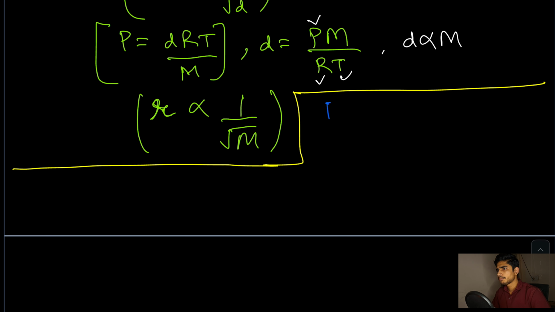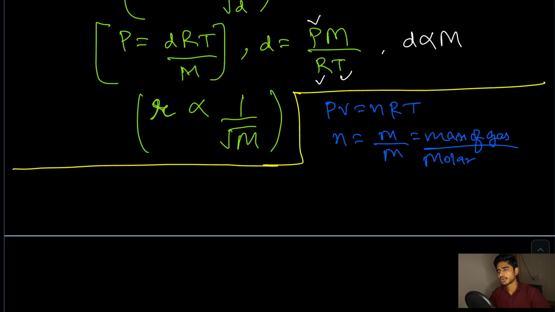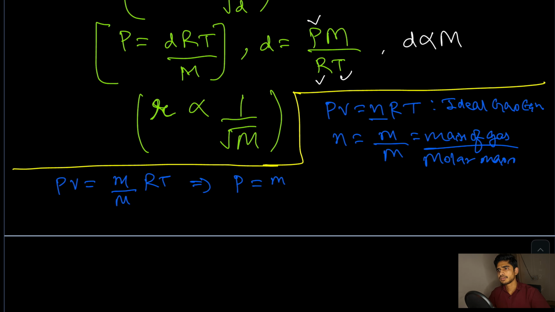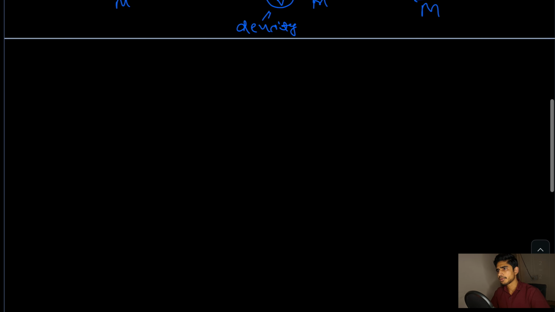We know that PV is equal to nRT. n is given mass divided by molar mass, which is mass of gas divided by molar mass of gas. So this is the ideal gas equation. We can write PV is equal to small m divided by capital M into RT. So small m by V can simply be written as density. So from here we get P is equal to dRT by M.